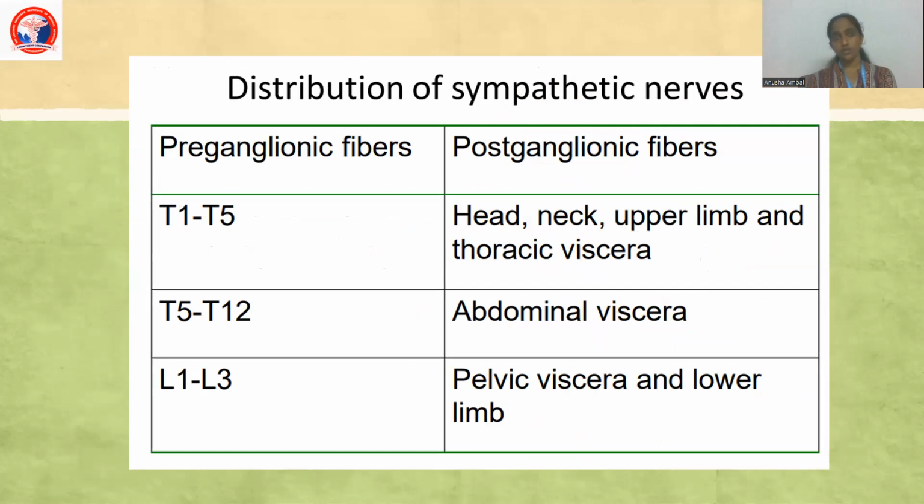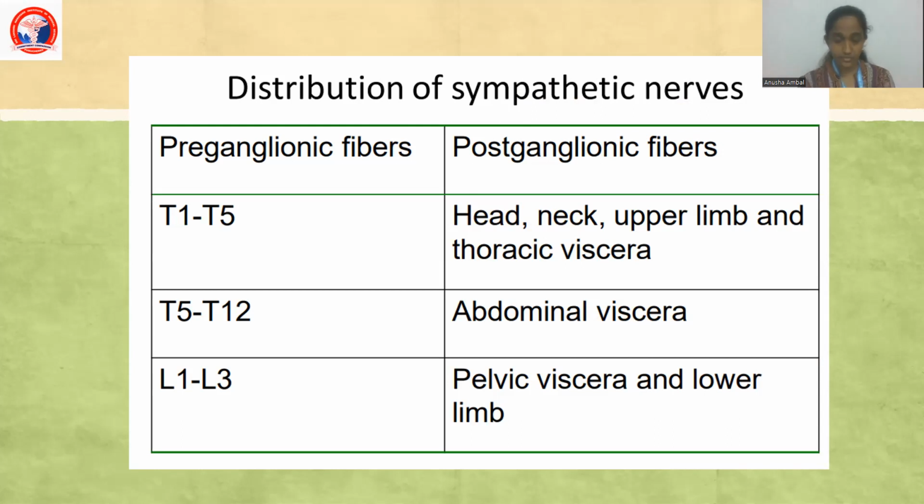So we know that T1 to L2, that is the thoracolumbar outflow, is sympathetic. So the sympathetic outflow, the nerves come out, they relay in the prevertebral or paravertebral ganglia, then they will have the postganglionic neuron. They will finally end in an effector organ. So what are all the effector organs that are covered with the thoracolumbar outflow? T1 to T5 covers the head and neck, the upper limb, the thoracic viscera. T5 to T12 abdominal viscera. L1 to L3 pelvic viscera and the lower limbs.